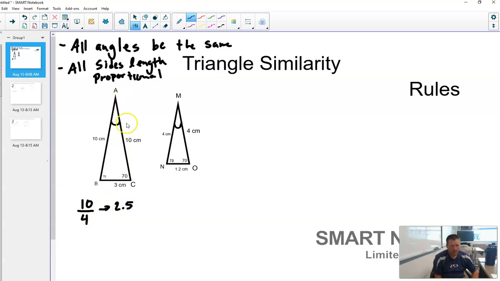And then I need the next side, so A to C and M to O, which would be 10 over 4, and that's pretty obvious that's going to be the same. The one for this triangle that we really have to check is this one here, B to C over N and O. So this is just how you check it. So 3 divided by 1.2, which is 2.5 as well.